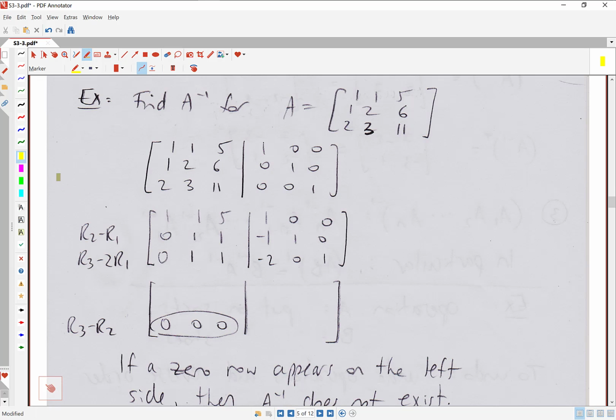Now, a quick example here to show you what can go wrong with this process. So suppose the problem is to find A inverse for the following 3 by 3 matrix A.